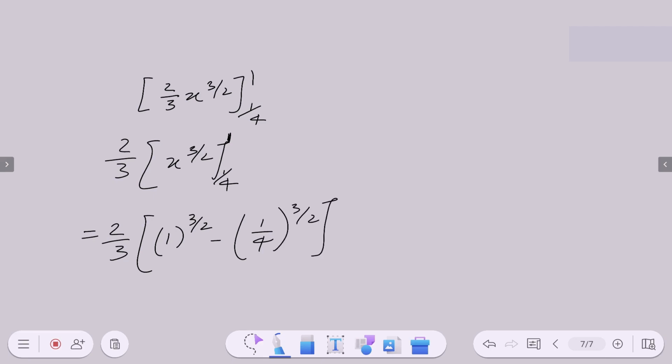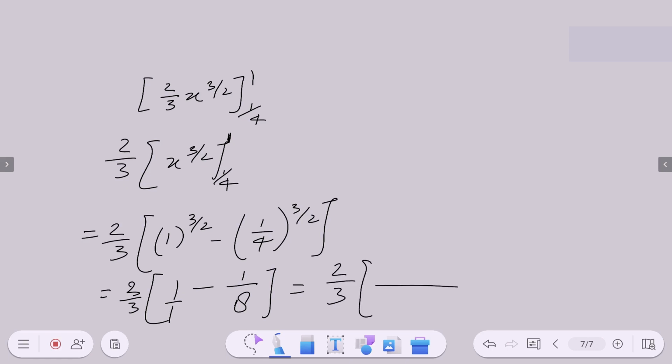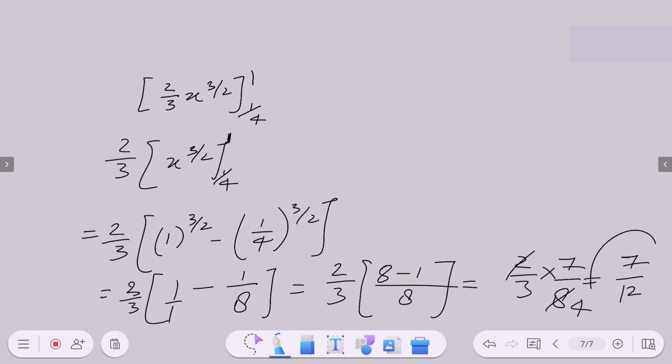Okay, so 2 by 3 and the value of this is 1 minus 1 upon 2 raised to the power 3. That means it is 1 by 8. So first you have to solve this: 1 minus 1 by 8. Take LCM of 8 and 1, it is 8. So 8 minus 1 is 7. So 2 by 3 into 7 by 8. So we get, by cancelling, 7 by 12.